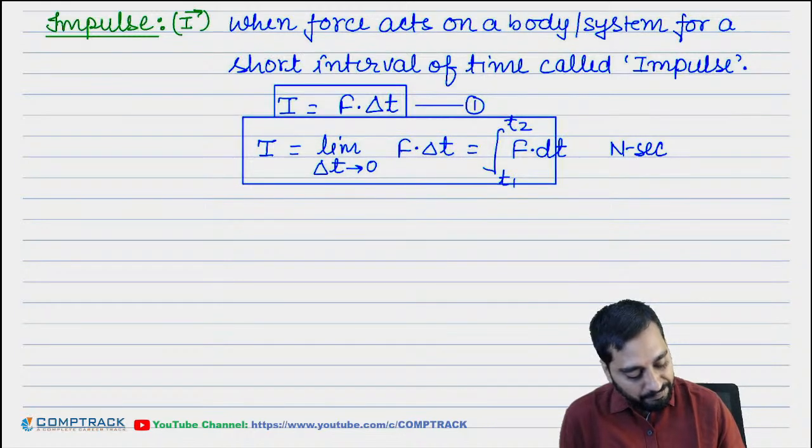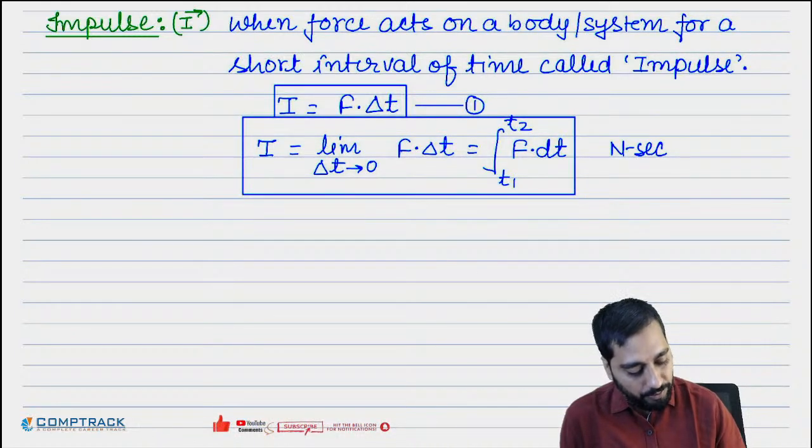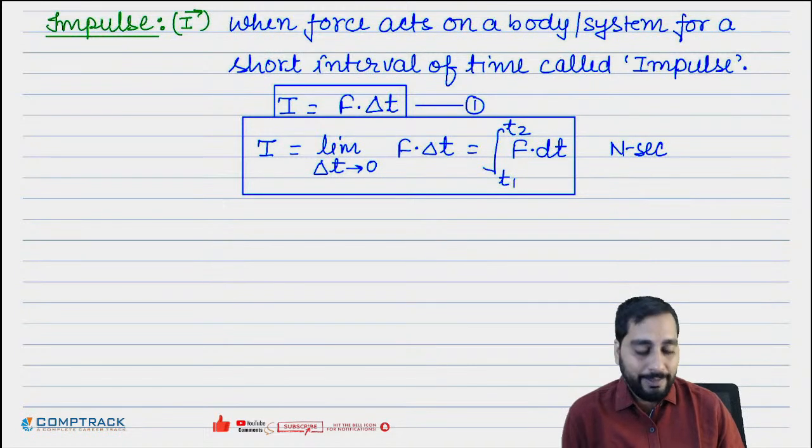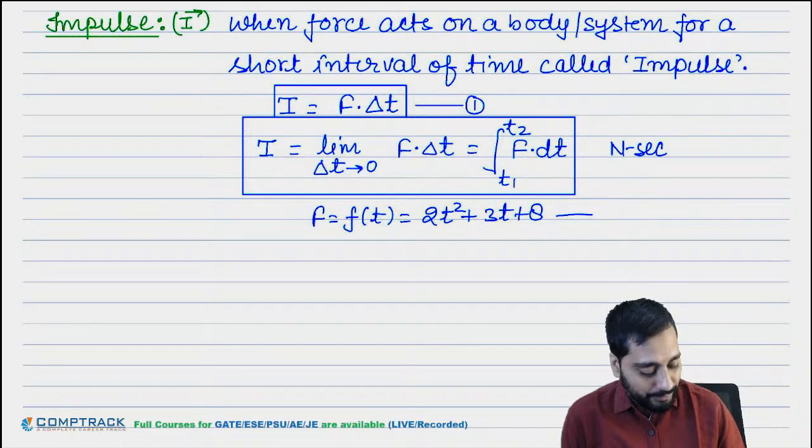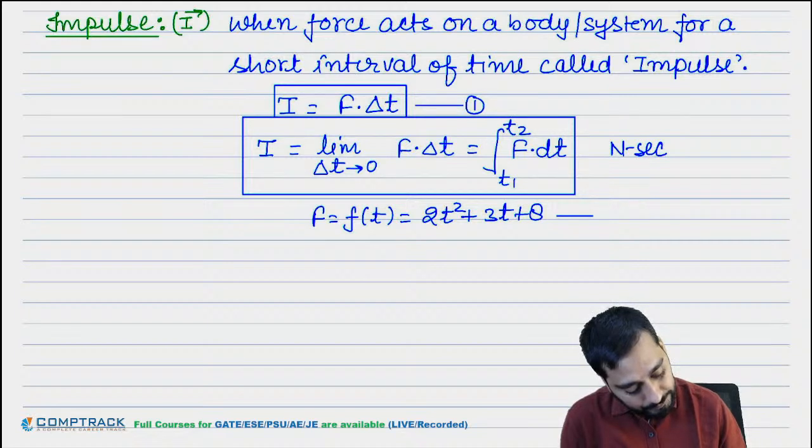Here force can be constant or not. It is not necessary that force will be constant. Here force can be a function of time. For example, it can be given to you as 2t² + 3t + 8, like this. Force can be given to you like this. Okay, this is the second equation, let's say.